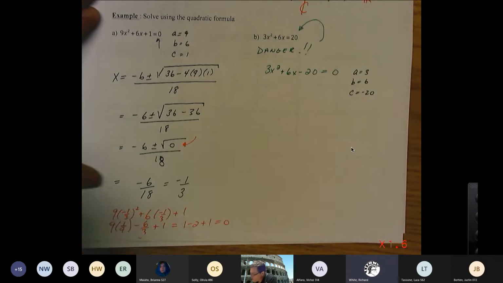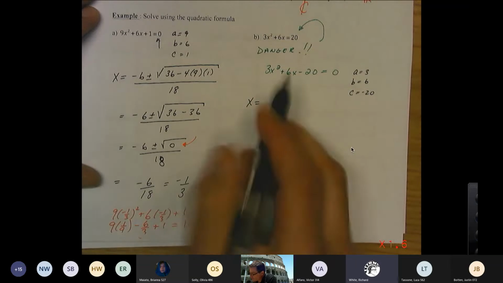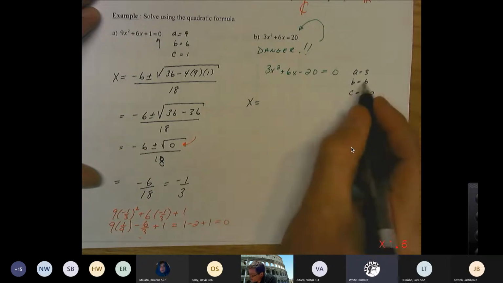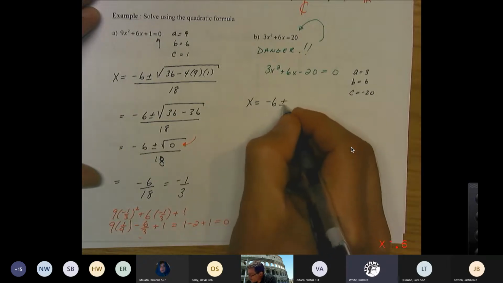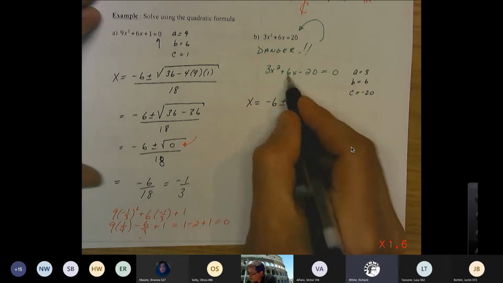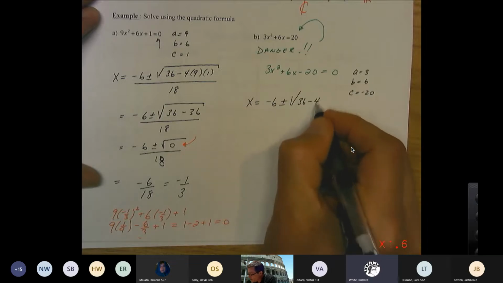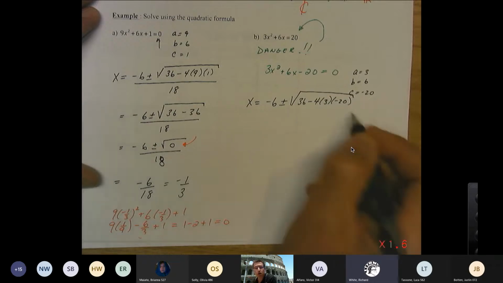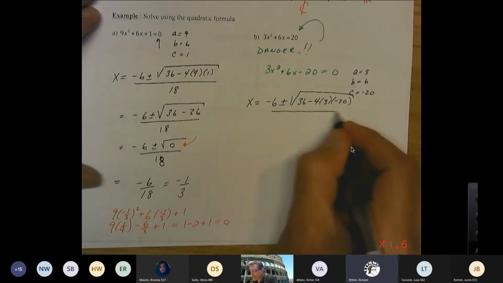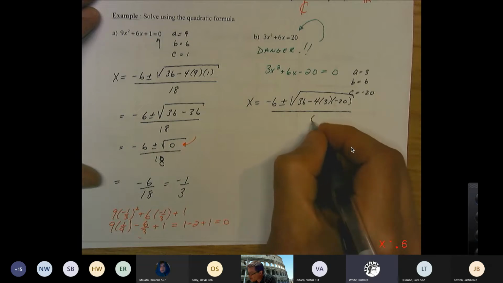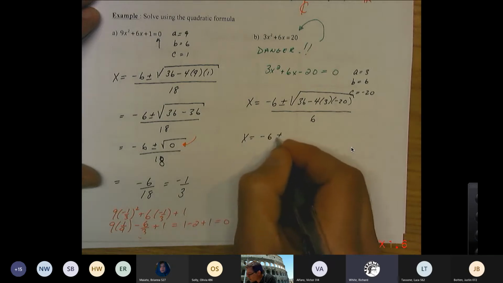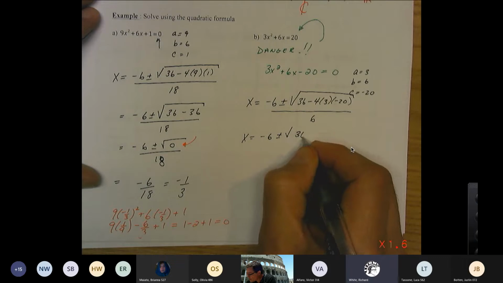So using the quadratic formula, x equals the variable. If it was a different variable, I'd put a different variable here. It's negative b plus or minus the square root of b squared minus 4ac. Make sure that goes all the way across. Over top of 2a, which is 6. So it's x equals -6 plus or minus the square root of 36.